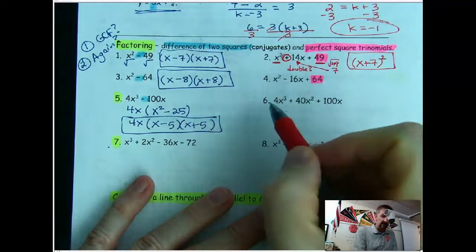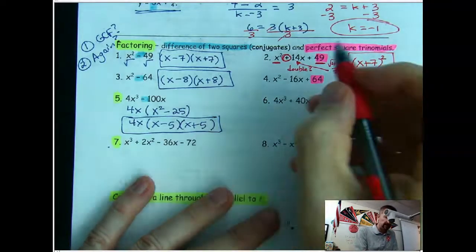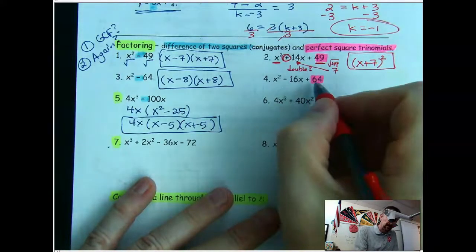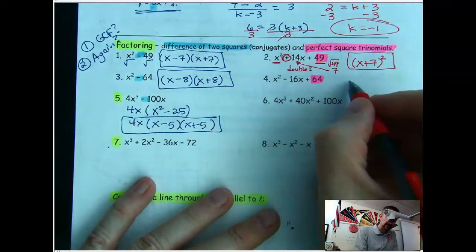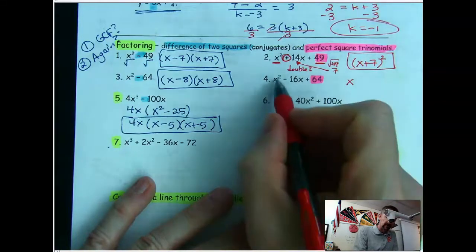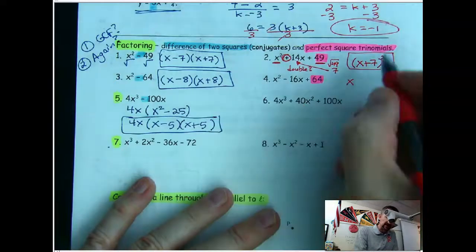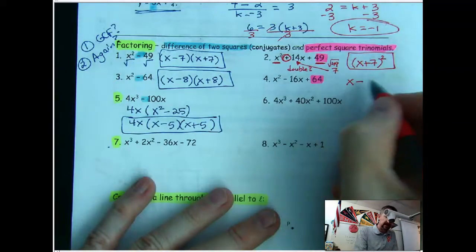So, if you follow that pattern, you can pause this, try it yourself. And welcome back. If you look at that, the square root of that is 8, and if you double 8, you get that. Now this one's a little bit different. The square root of that is x, and it's this sign, so it's minus, and then it's 8.